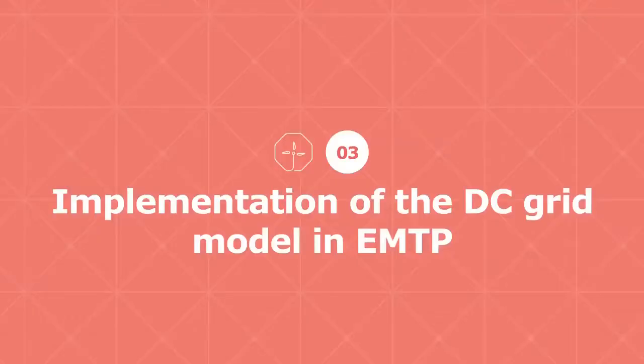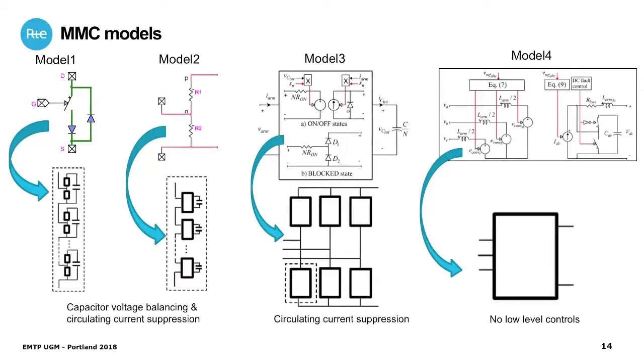So now the implementation of the DC grid model in EMTP. For those who are familiar with EMTP, you have different types of models for the converters. I'm not talking about control, but just the converter model, from model 1 to model 4. Model 1 is the most detailed model, with all the IGBT models in detail with their nonlinear characteristic. Model 2 is a simplification in which all the IGBTs and diodes are represented by R on, R off resistors.